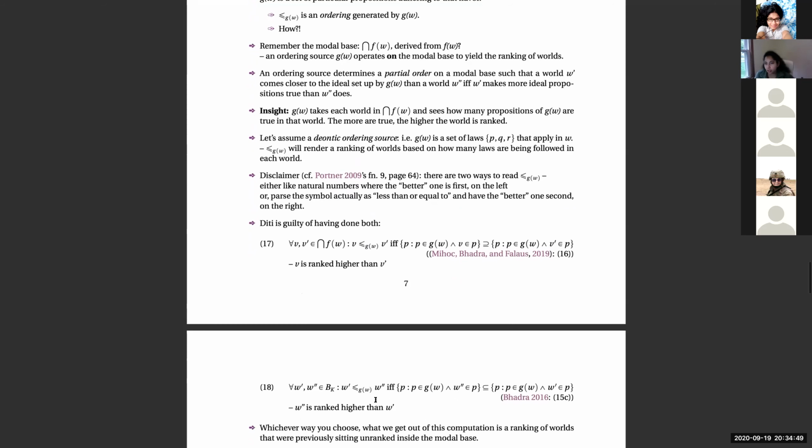So let's look at number 18 because it's a little more natural, the order. Given worlds W and W prime in your BK, which just means model base, it's a different notation from von Fintel and Gillies, forget it, just think of it the same as this. So for worlds W prime and W prime prime in a model base, W prime is ranked lower than W prime prime, or basically to say it, W prime prime is ranked higher than W prime.